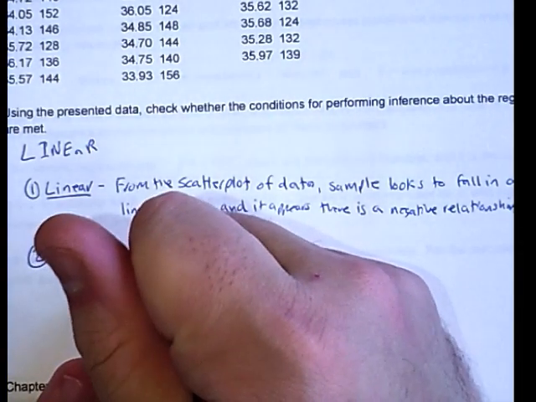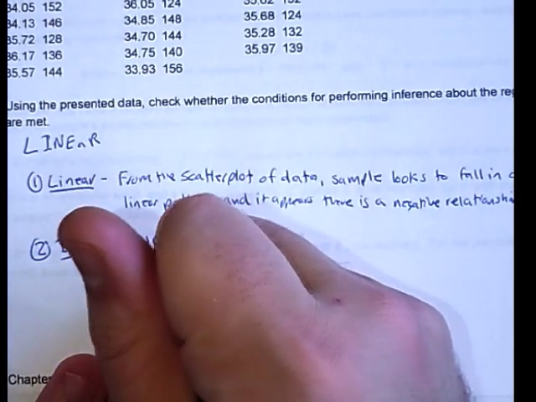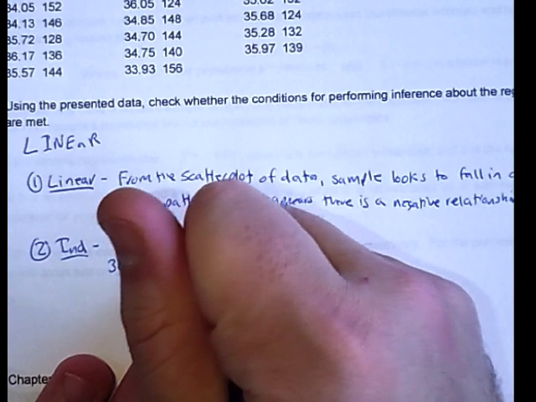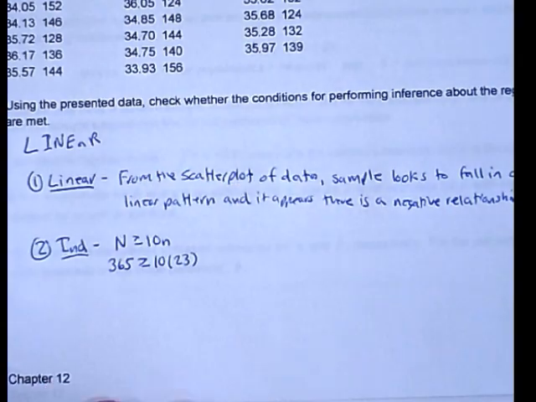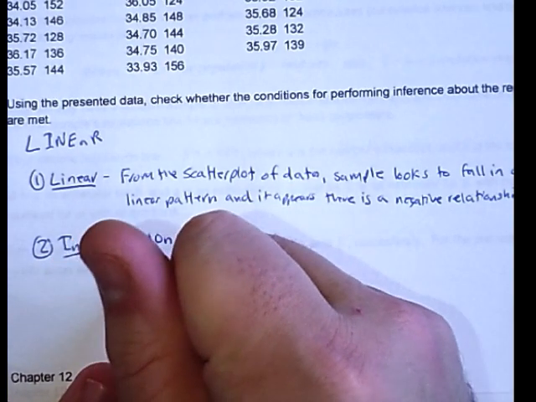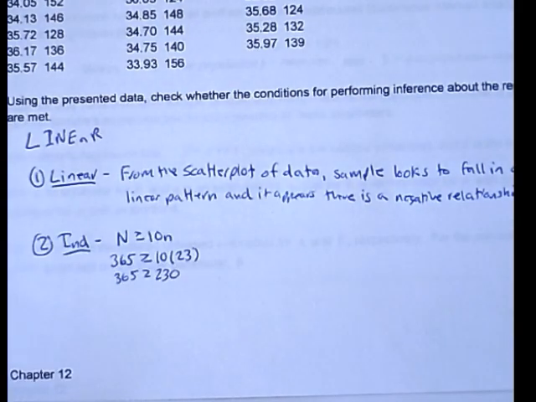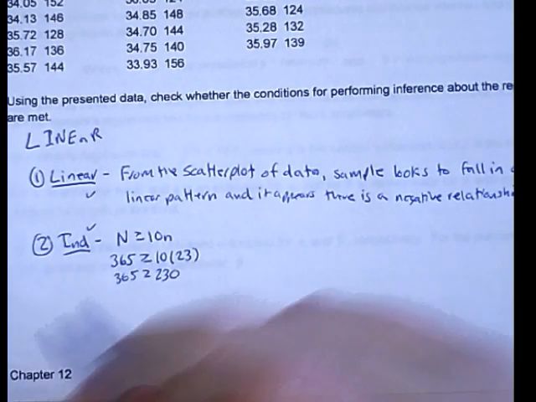All right, so he said he swam every day, so 365 days in a year, and I only have 23 sample data, 23 sample points. Okay. So to me, 10 times 23 is 230, and 365 is better than 230. So we can check those off. All right. 3.